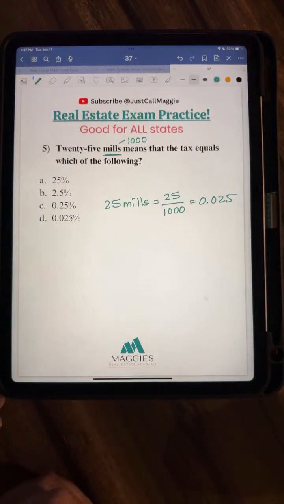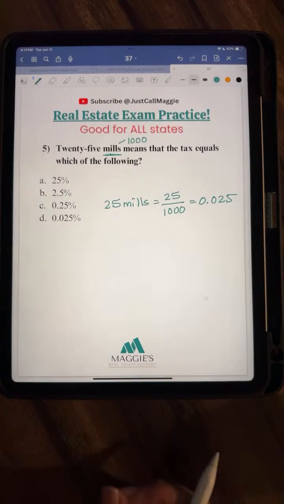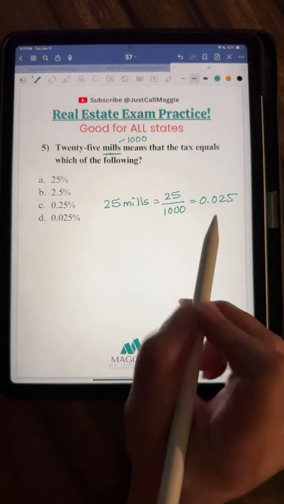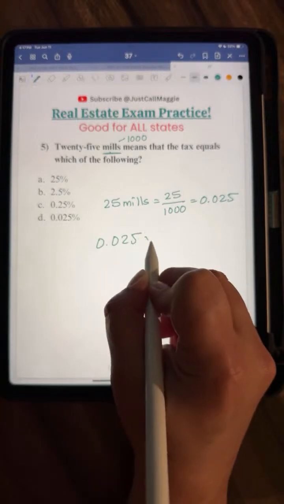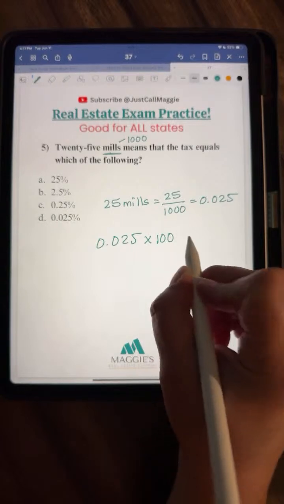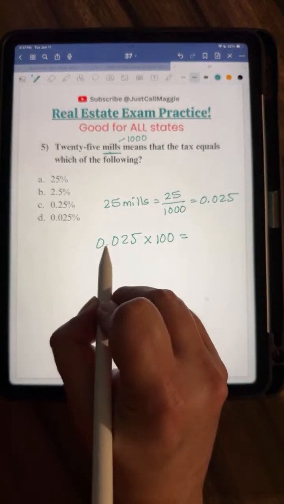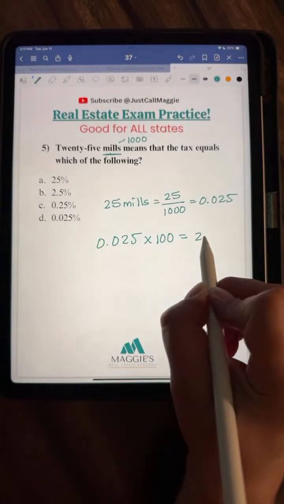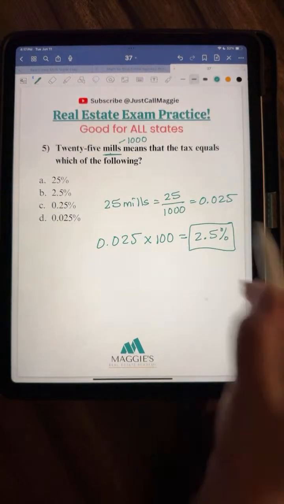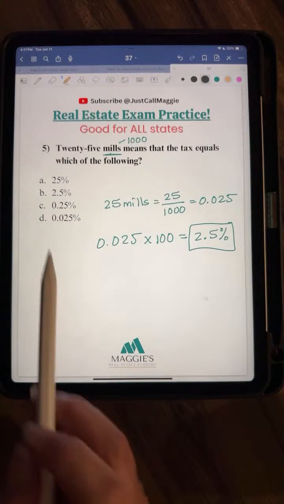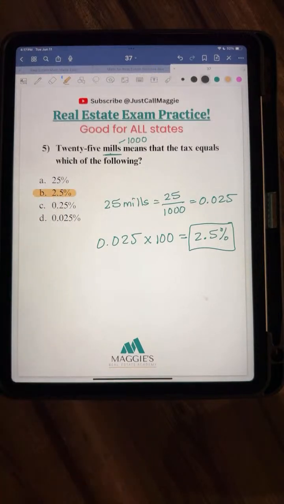Now, we remember to convert something to a percent, you have to multiply it by 100. So I'm going to take that 0.025 and just multiply it by 100. So that means it just moves 2 decimal places. So that's really 2.5%. So the answer here is B.